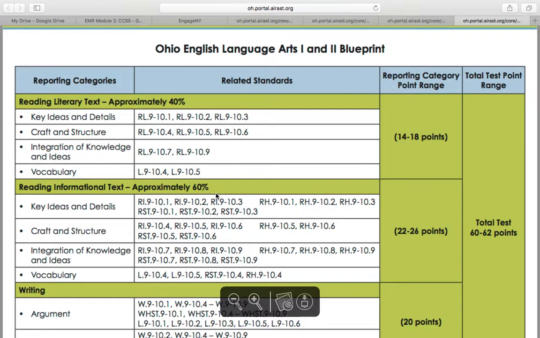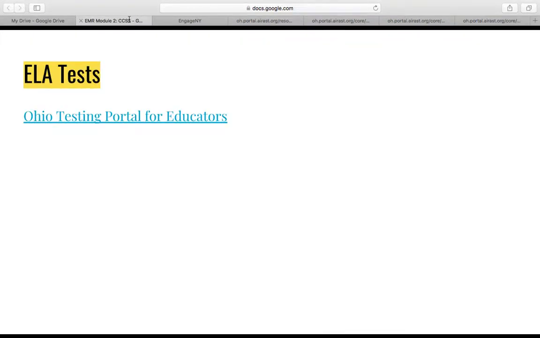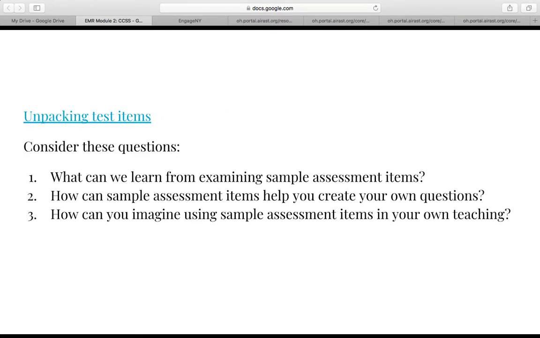I think you can see the way the different standards are related to the testing and the emphasis that it gives. And so the testing blueprint kind of gives us a little bit of an understanding of the test and what to expect. Okay, so what I'm going to do is I'm going to show you one more video.